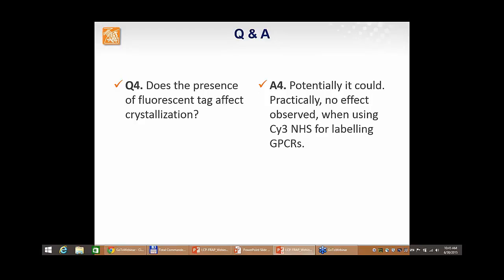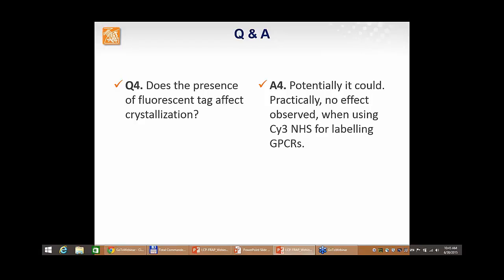There were a couple of cases where I've seen effect of labeling on crystallization. That was with labeling bacteriorhodopsin. If you label it at the N-terminus, it can interfere with crystallization because the packing is very tight and the bulky attachment of the dye can disrupt the protein-protein interaction between layers.